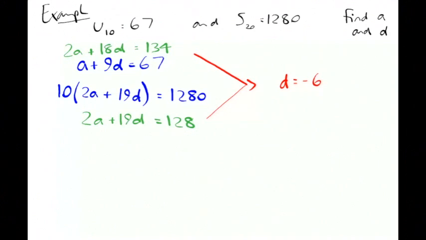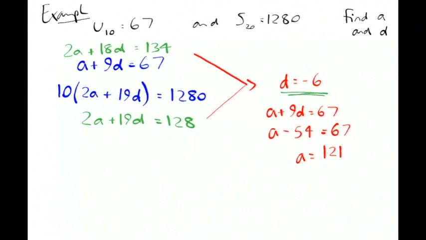Sub it back into any of them. That line with the 67 looks good. A plus 9D is 67. So that's A minus 54 equals 67. So that tells us that A is 121. Find A and find D. A is 121, D is minus 6.